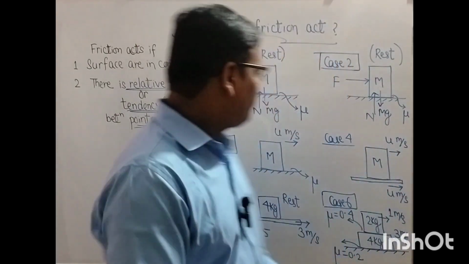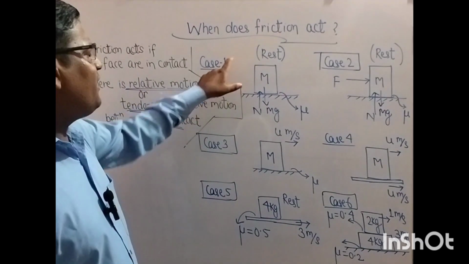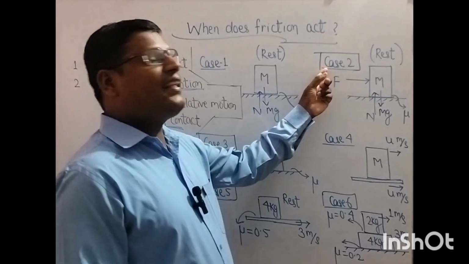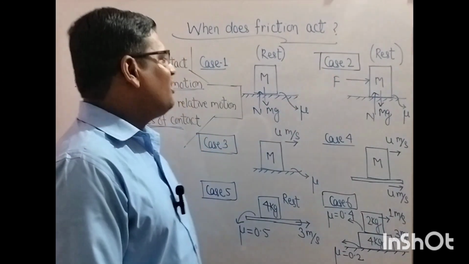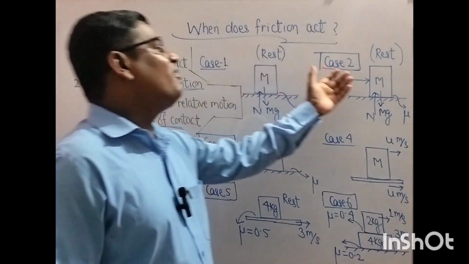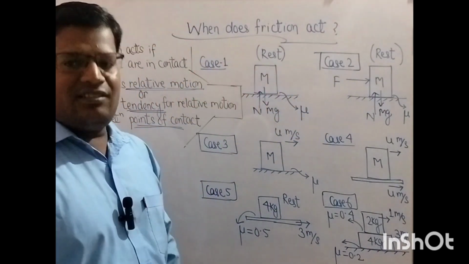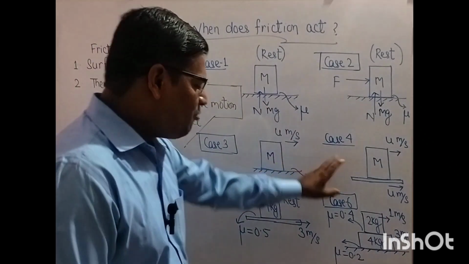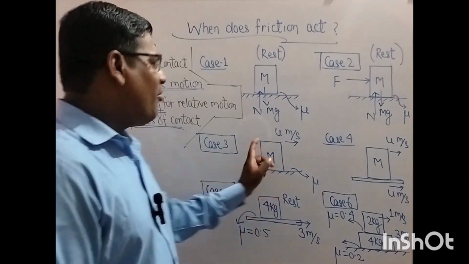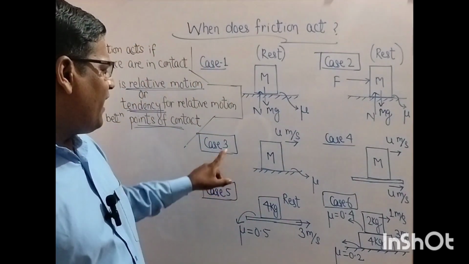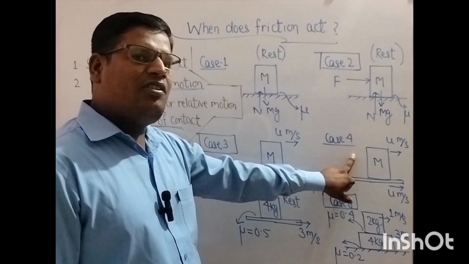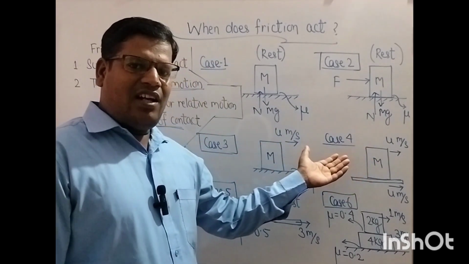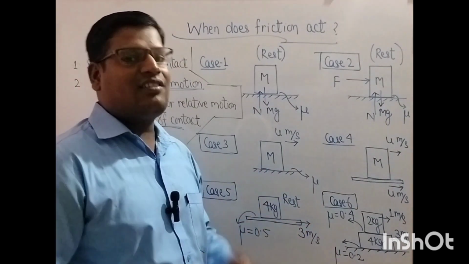For example, here you see, this is case 1, body is at rest, no friction acting. Case 2, body is at rest, but friction acting. That means the body may be at rest, friction may be acting, friction may not be acting. Now, look at case 3 and case 4. In both these cases, bodies are moving. But you see, in case 3, friction is acting, and in case 4, friction is not acting. So the body may be moving, and even when the body is moving, friction may act, may not act.